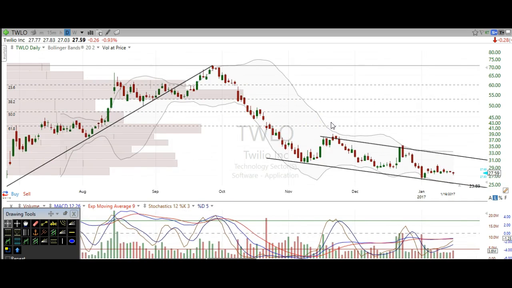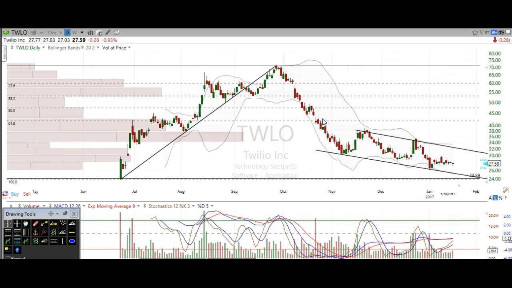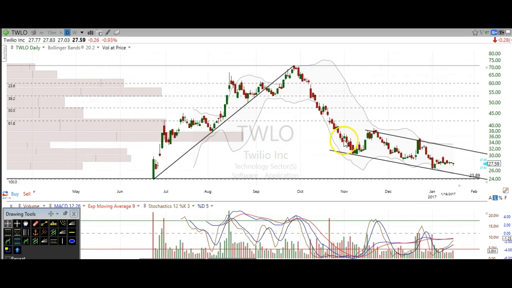So anyways, now looking at what we can do with TWLO. Well, we're definitely in a downtrend, and you can clearly see that we're making lower highs, lower lows. That is a downtrend. But we're coming into a level here that could see a bounce. Okay, and I'm just talking about a short-term bounce. If we can get TWLO down here near $24, right here near these lows, and against this lower channel line, to me, that's a good buy zone here.